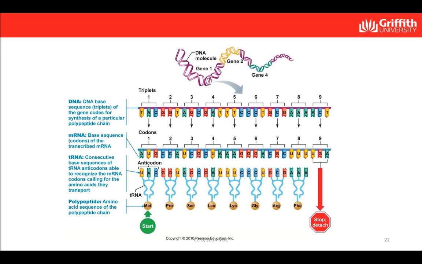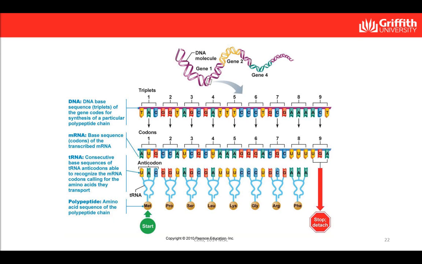This slide shows how the information is transferred from the DNA of the gene to the complementary mRNA molecule, whose codons are then translated by tRNA anticodons. The triplets on the DNA sequence code for a particular amino acid in the polypeptide. The 3-base sequence, or codon, of the transcribed mRNA complements the triplet on the DNA.